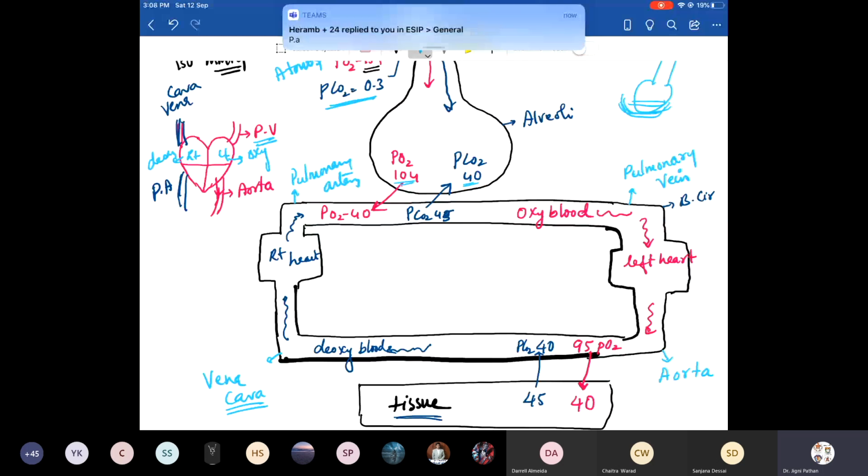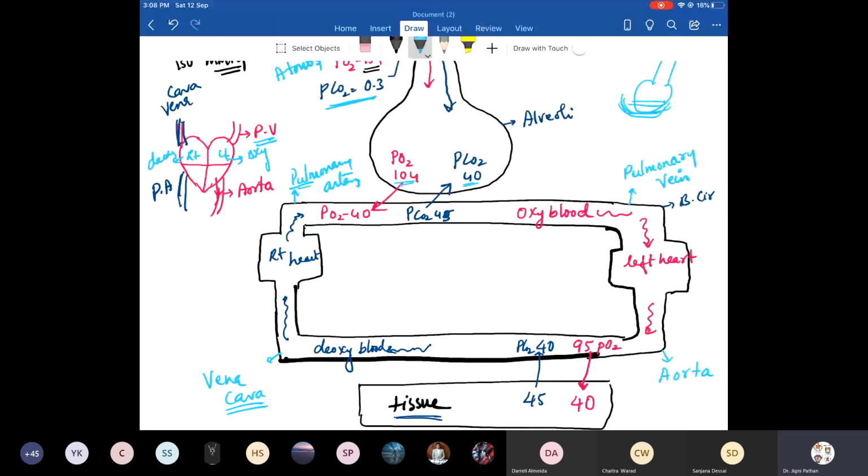Now, what happened? The right side, remember, is having deoxygenated blood. I have shown you in the blue color. The blood in blue is deoxygenated. So the pulmonary artery carries this blue deoxygenated blood to the lungs. The deoxygenated blood has a partial pressure of 40. The oxygen level will be less, whereas carbon dioxide will be more. So there is an exchange of gases from higher partial pressure to lower partial pressure.